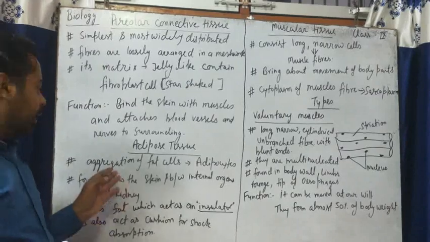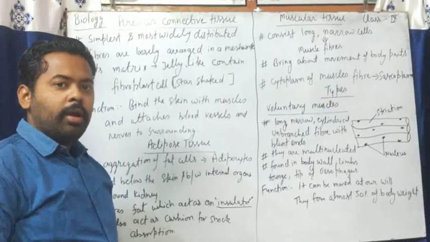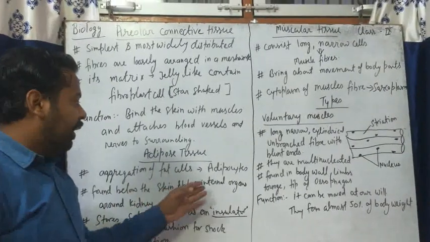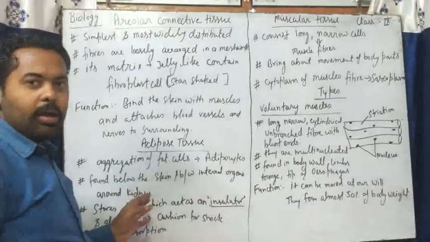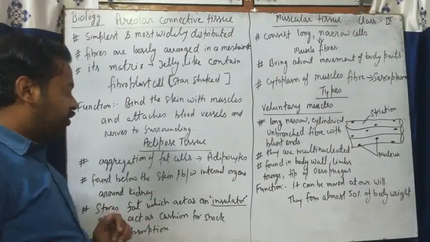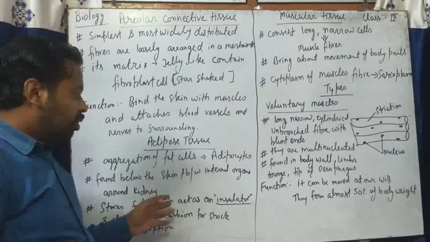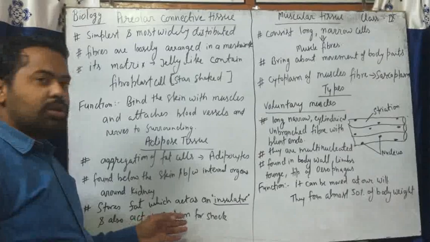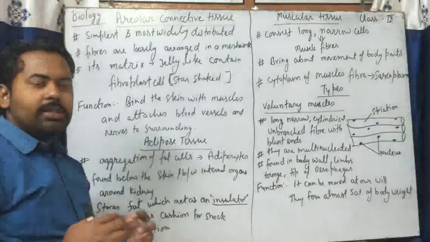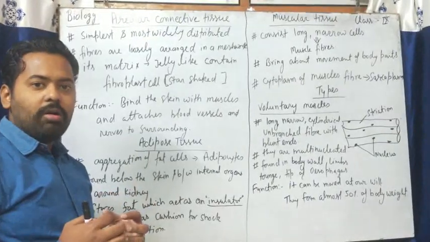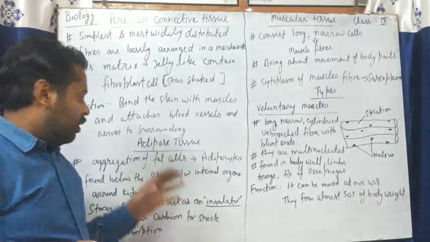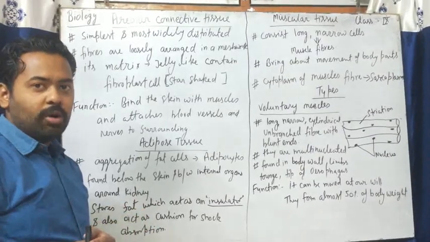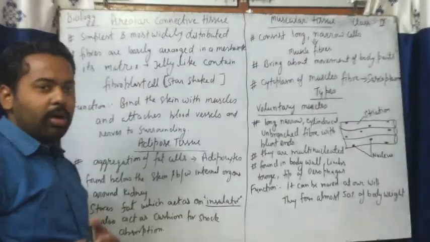Next topic is adipose tissue. Adipose tissues are aggregations of fat cells, adipocytes. They are found below the skin, between internal organs and around the kidney. It is stored fat, which acts as an insulator and also as a cushion for shock absorption. It means when we get a shock from anywhere, the adipose tissue helps to protect our body from shock, and it also absorbs shock in our body.